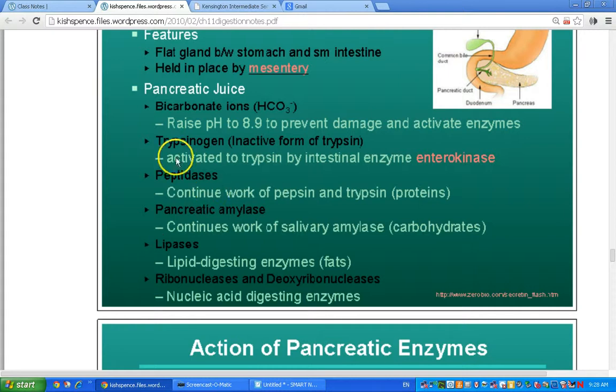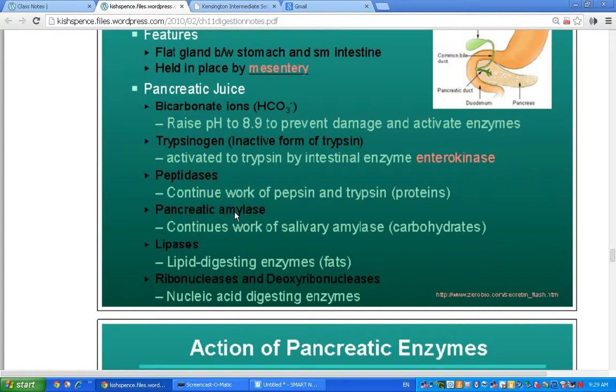Where were we? Okay. So we talked about trypsinogen and that it's the inactive form of trypsin, and as soon as it gets down into the intestine, there's an enzyme in the intestine that will activate it. There's also peptidases, so an "-ase" at the end always means it's an enzyme you're talking about. And usually what's at the first of it is describing what it acts on. So peptidases are enzymes that act on peptides. So there's peptidases that will continue the work of pepsin and trypsin to break down proteins.